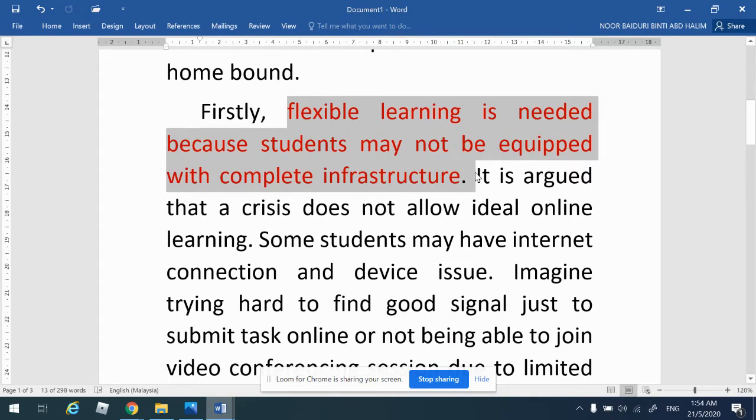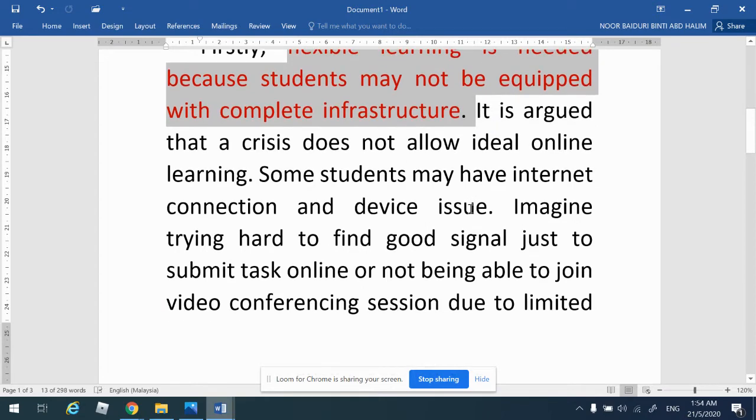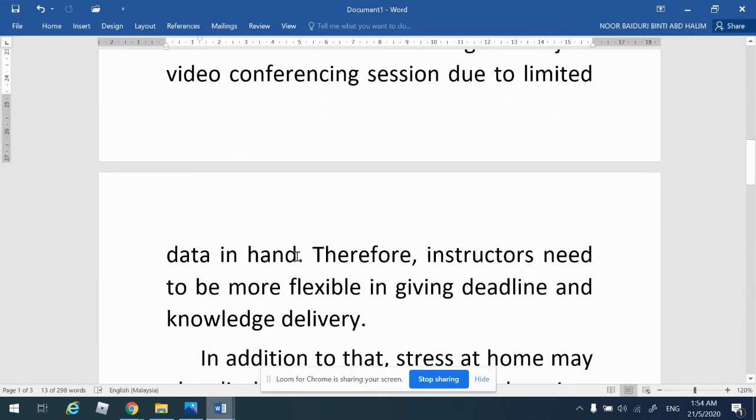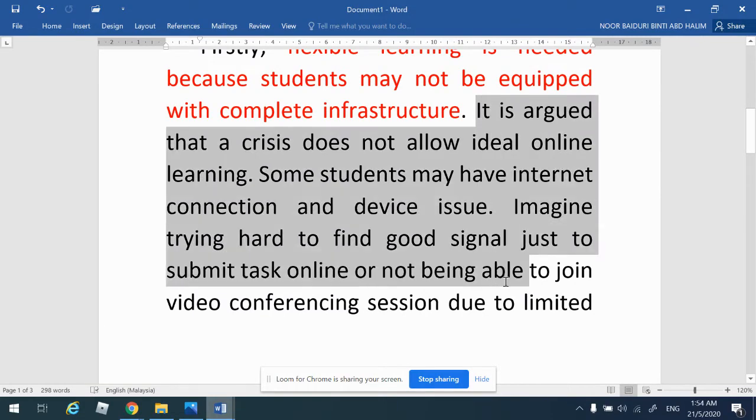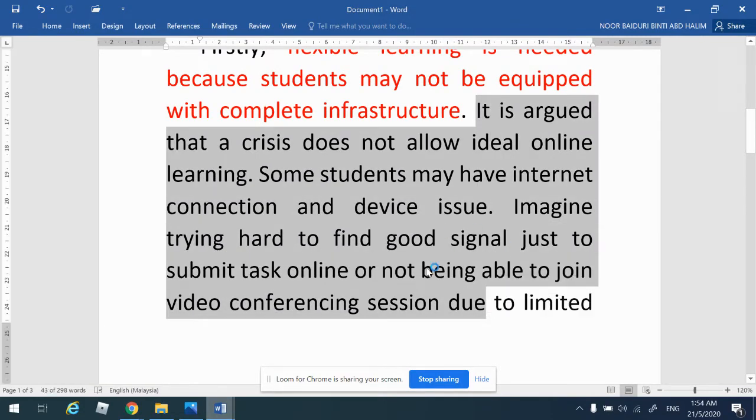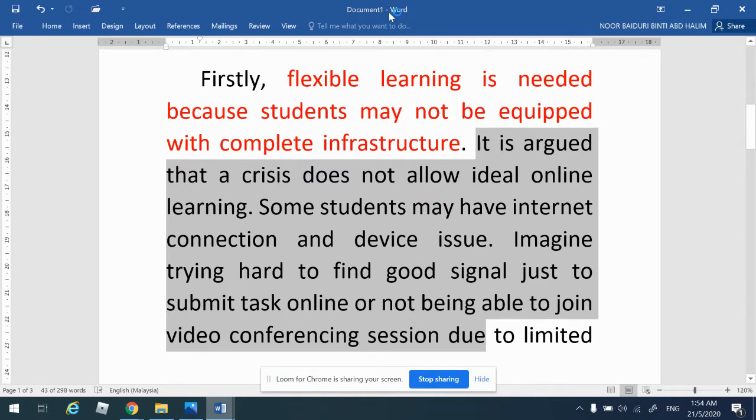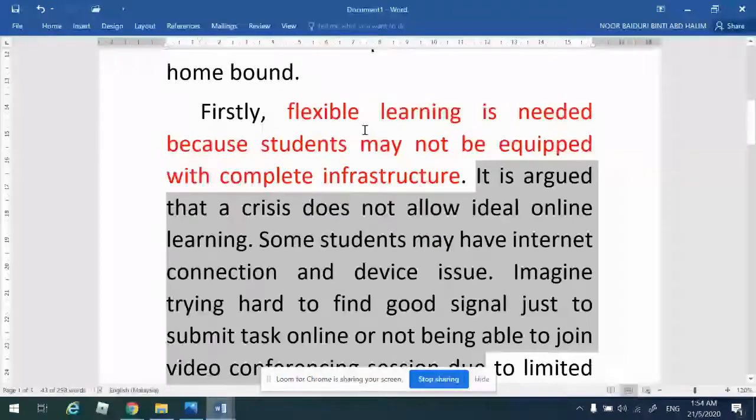Starting from here until here, these are all my supporting details. If you read here, all the supporting details actually support this thesis statement. You have to make sure that your supporting details are focused towards your main idea, your main arguments here.